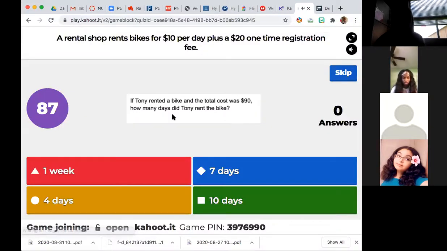It says if Tony rented a bike and the total cost was 90, how many days did he rent the bike? So I gave you the cost, you're finding the days.